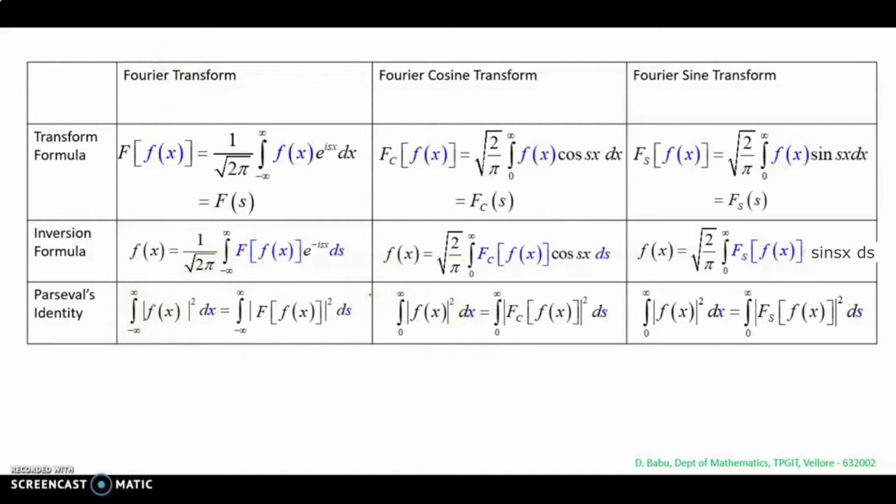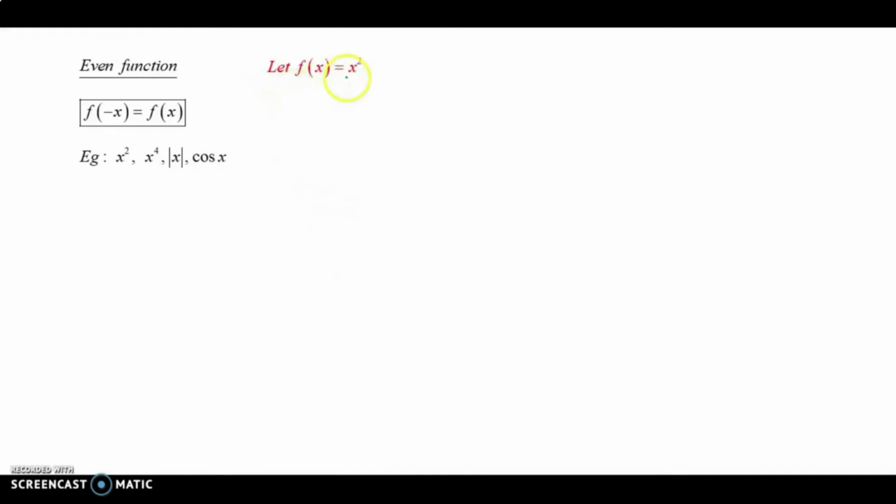Some preliminary results. First, the even function. What is an even function? A function f of x is said to be an even function if f of minus x equals f of x. Examples: x square, x power 4, mod x, cos x, etc. For example, let f of x equal x square. Replace x by minus x. Then f of minus x equals minus x the whole square, which is equal to x square, which is the same as f of x. That is, f of minus x equals f of x. Therefore, it is an even function.